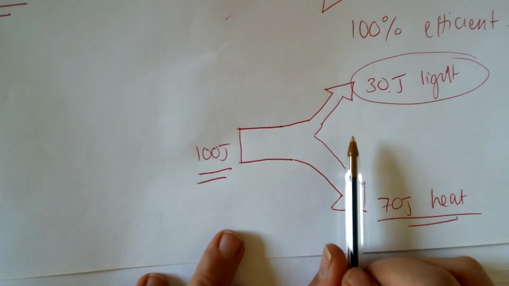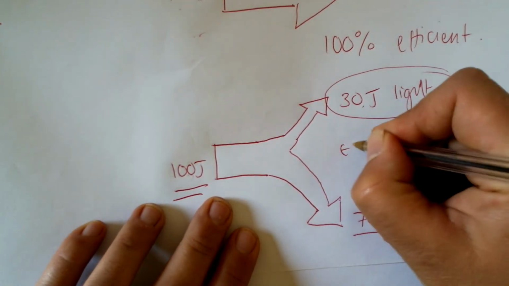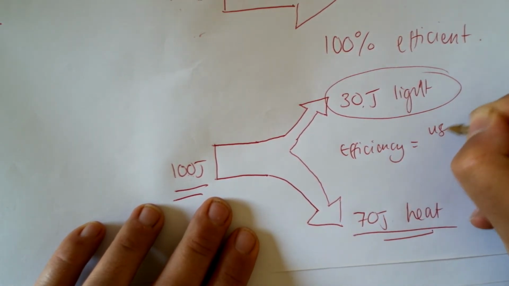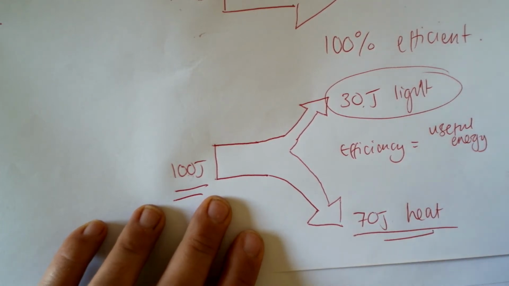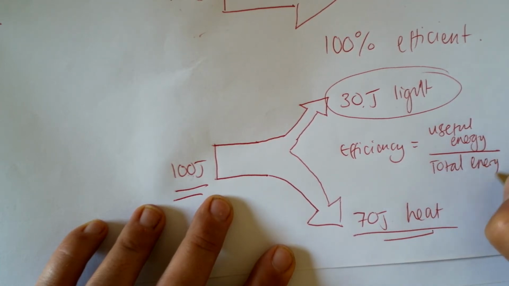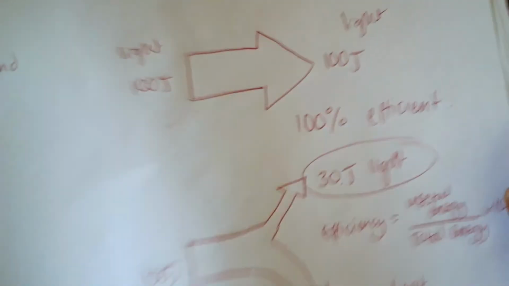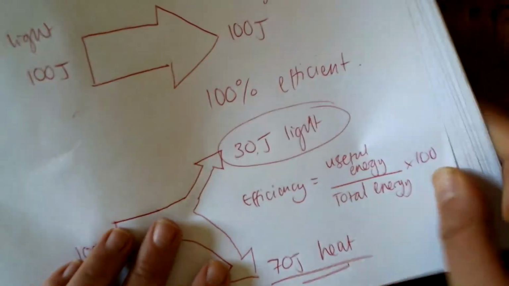Anyway, to work out the efficiency of this, all we need to do is take the useful energy and divide it by the total energy, all the energy that we put in, and then times by 100. What we're effectively doing, I've run out of space again, there we go, is working out a percentage.